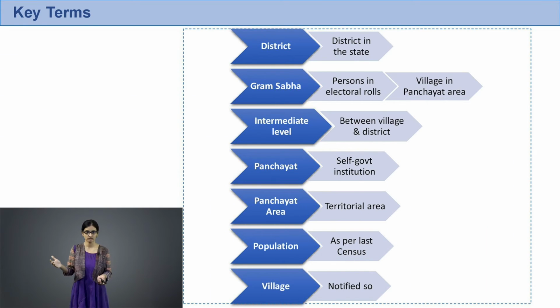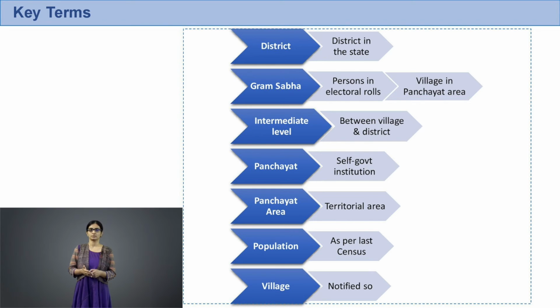District. District simply means district in a state. Gram Sabha means a body consisting of persons registered in the electoral rolls of a village or villages which fall within the area of the Panchayat. Intermediate level, that is the level between the village and the district, which is specified by the governor of a state by public notification. Panchayat means an institution of self-government under Article 243B for rural areas.